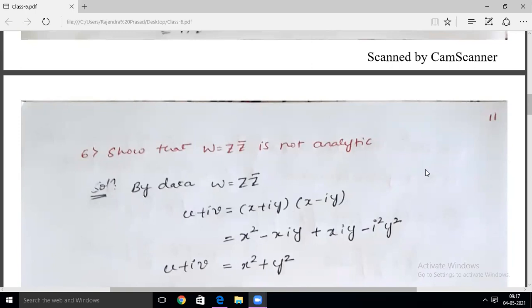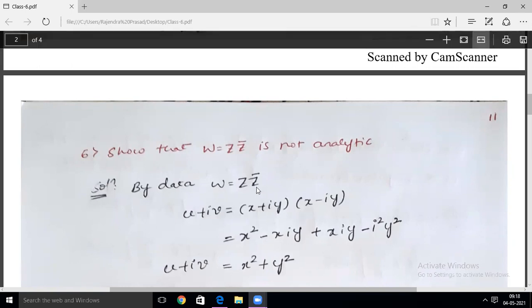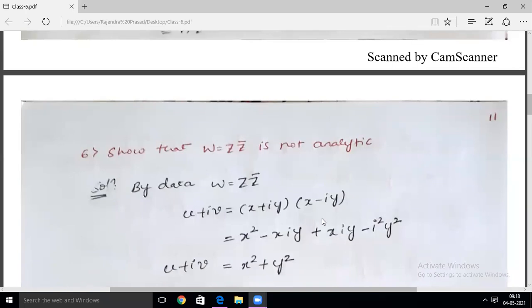See here, first we shall take w is equal to z into z bar. Here we shall take Cartesian form. Polar form, r into e power i theta, is not suitable for this problem, so that's why we take Cartesian form. In place of z, we substitute x plus iy. Z bar is the conjugate, which we already know is x minus iy. We have to multiply these two.